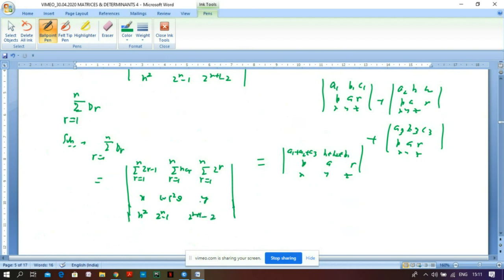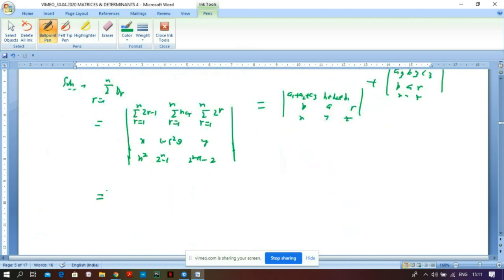They are just independent of r. So the summation is only on the first row. But now we know a result: the sum of (2r minus 1) for r equal to 1 to n is the sum of the first n odd numbers, 1, 3, 5, up to 2n minus 1. It's just n square.